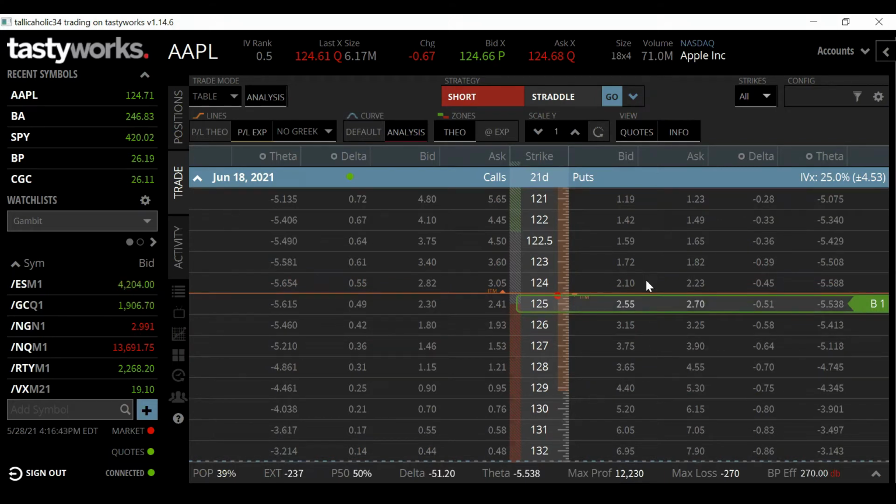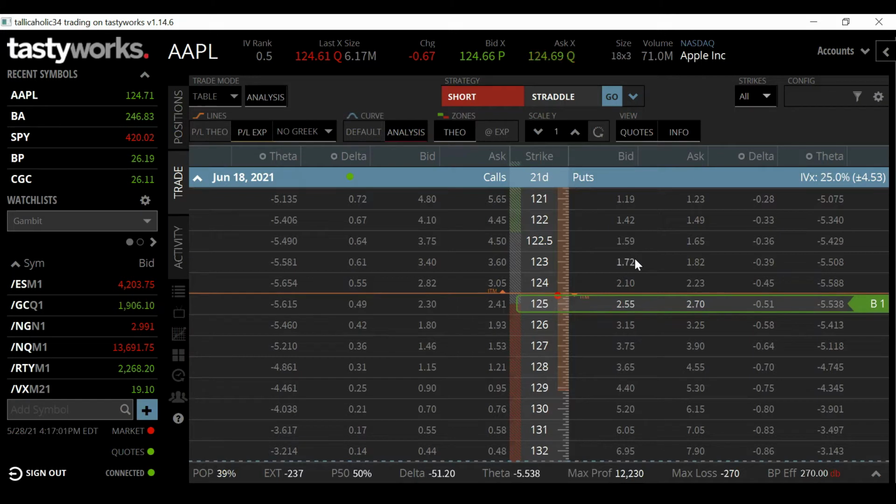And you can see that obviously we are buying a put, so it is going to be a bearish strategy. And our break even is going to be down here right around 122.30 because that 270 is going to be our break even. So we're going to subtract that from our 125 here, and that's going to be our break even.